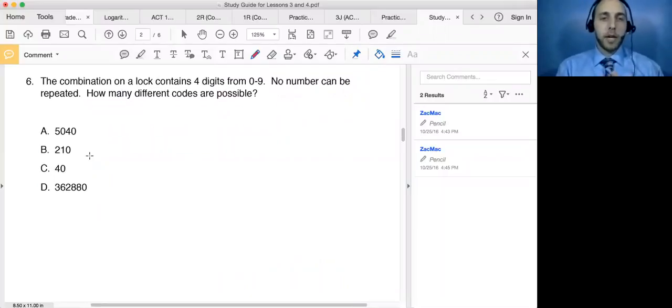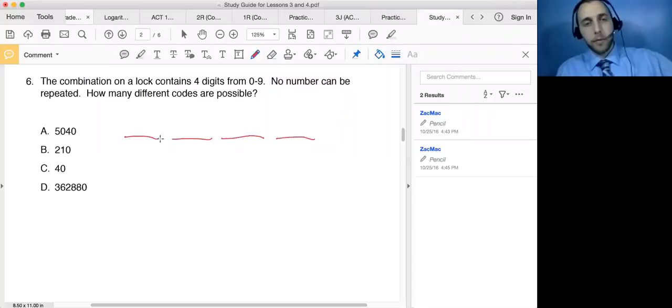The combination on a lock contains 4 digits from 0 to 9. No number can be repeated. How many different codes are possible? All right. Again, draw our little lines here, our 4 numbers in our code. Numbers 0 to 9, so there are 10 choices, at least for the first time we pick a number anyway.